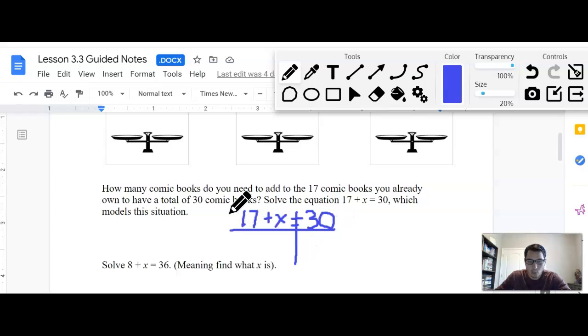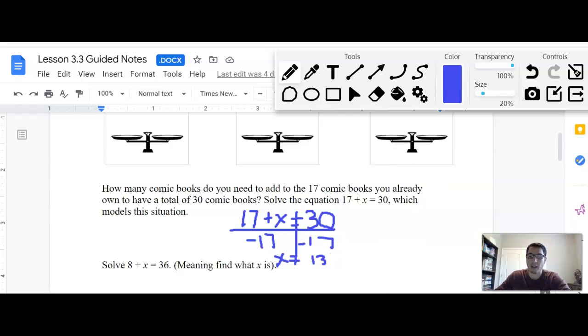And we need to get rid of the 17. So we are going to minus the 17. Whatever you do to one side, you must do to the other. So we subtract 17. Then we're left with 17 minus 17 plus x gives us just x. And this is going to equal 13.